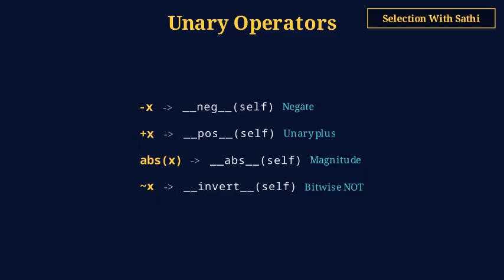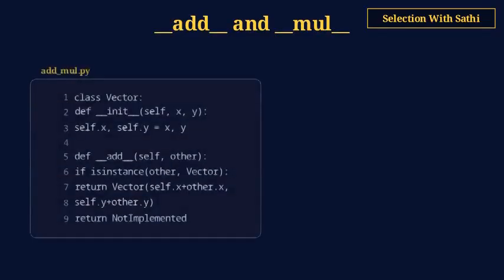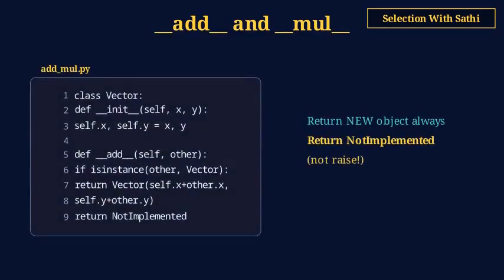Never modify self. For binary operators like plus and times, a plus b first tries a.__add__(b). Your __add__ method must return a new object, never modify self. If the types don't match, return NotImplemented. That's the singleton, not the exception. The same pattern applies to __sub__, __truediv__, __floordiv__, and __mod__.